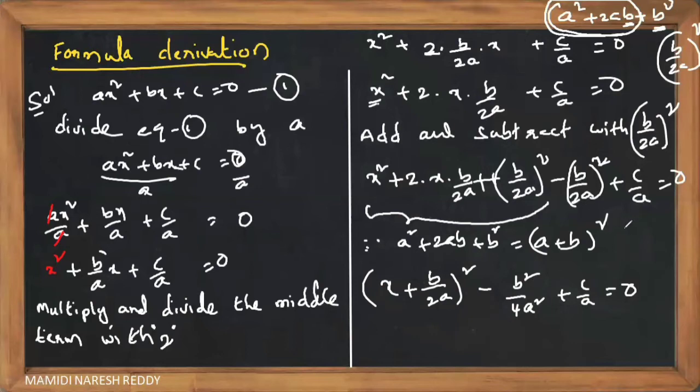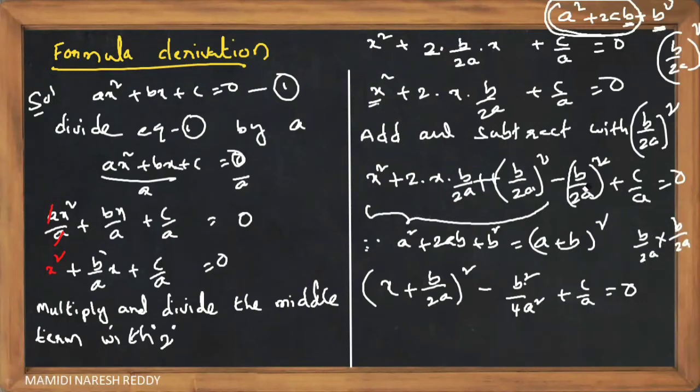See, b by 2a into b by 2a. B by 2a whole square means what you get? B by 2a into b by 2a. Got it? Whole square, there is whole square. That's why I multiplied twice here. So now multiply this b by b into b. Got it? Anybody, please kindly let me know, children.